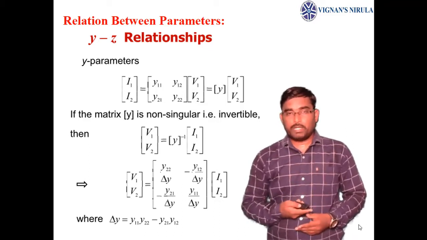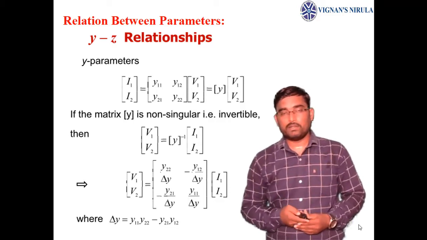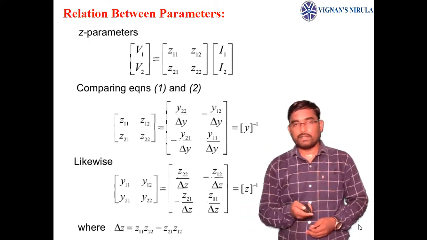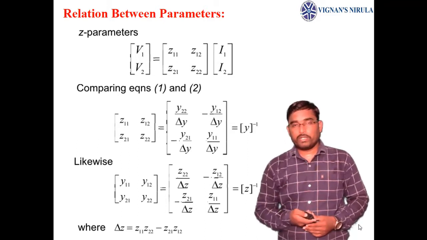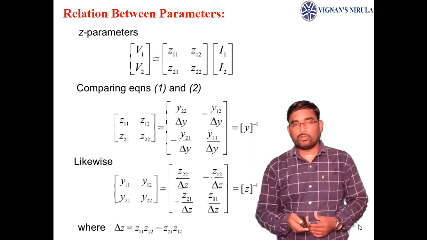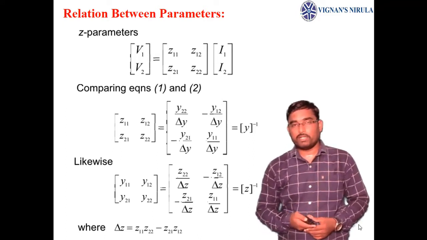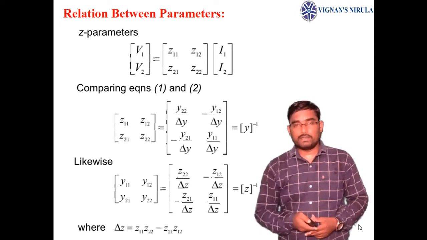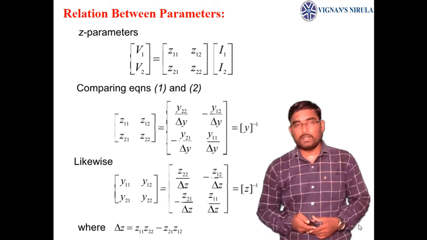If you compare this matrix equation with the z parametric matrix equation, which is V1, V2 equals the z matrix Z11, Z12, Z21, Z22 into I1, I2, we can directly write Z11 as y22 by delta y, Z12 as minus y12 by delta y, Z21 as minus y21 by delta y, and Z22 as y11 by delta y. In this way we can express z parameters in terms of y parameters.